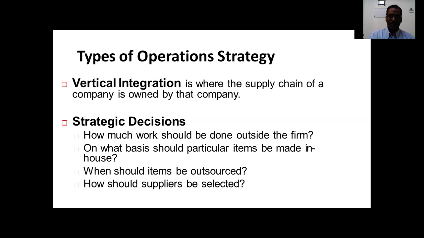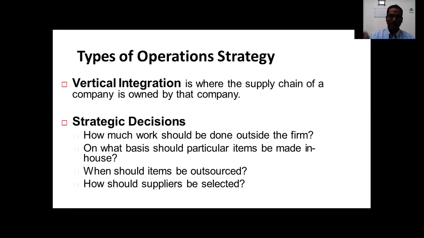On what basis should a particular item be made in-house? In-house means either the product is produced 100% in the factory, or the components are produced and transported, especially to a faraway location, and assembled there. Maybe the place where it is going to be distributed has cheaper labor, so it can be assembled there. Those kinds of decisions also need to be considered.